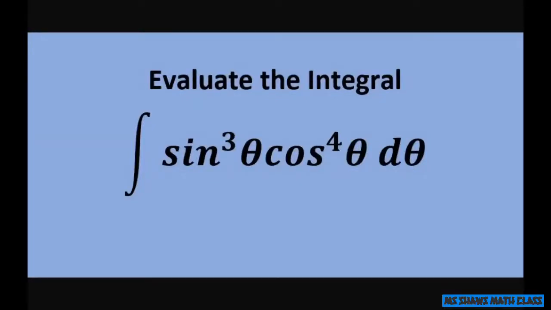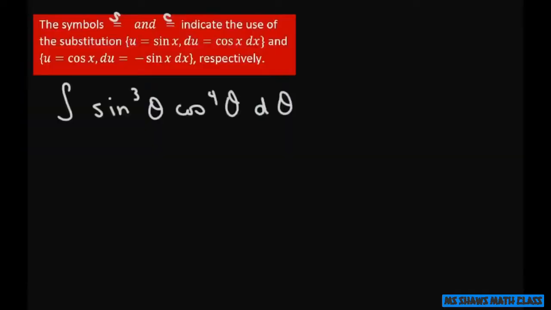Everyone, we're going to evaluate the given integral, and we're going to use substitution. So the first thing I want to do is determine if I want to use this one or this one. Since we have cosine to the fourth power, and that's an even power, I'm going to use this substitution here. So that signifies when I use that, I'm going to write equal with the cosine, the symbol C.